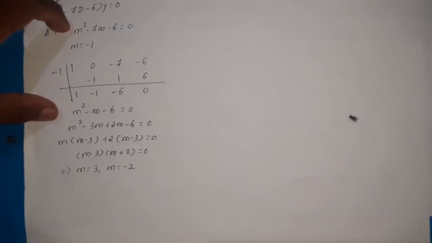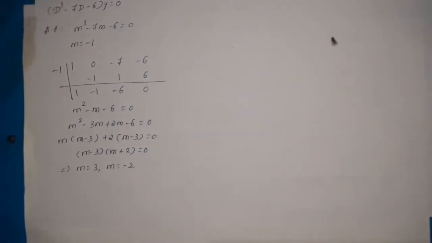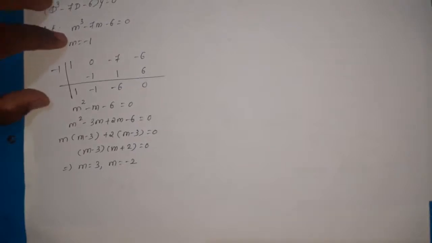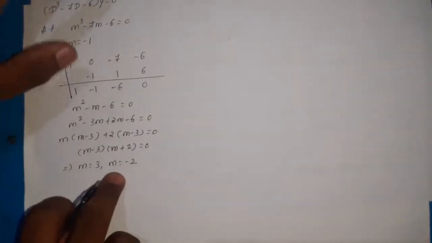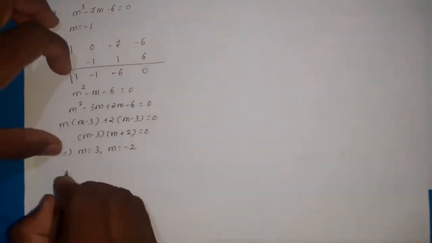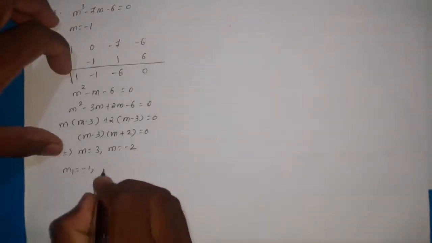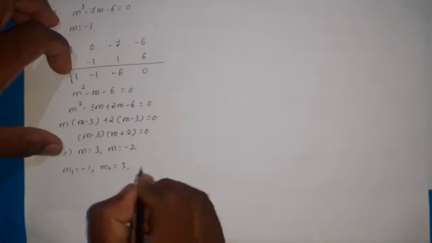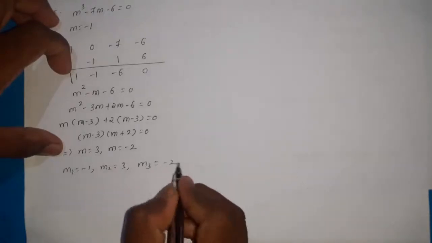So here we have total 3 roots: m equal to minus 1, m equal to 3, m equal to minus 2. You can use any one of them as the first root, second root and third root. There is no order for the roots. You can take m1, m2, m3 as you wish. So here I am considering m1 equal to minus 1, m2 equal to 3, m3 is equal to minus 2.